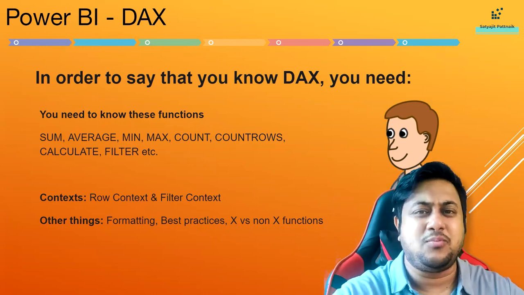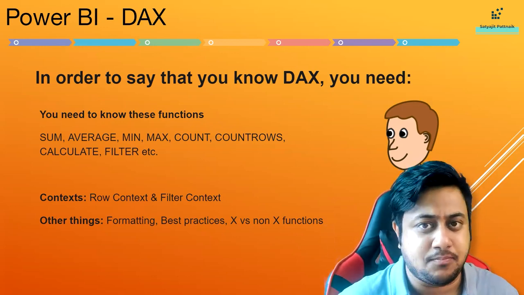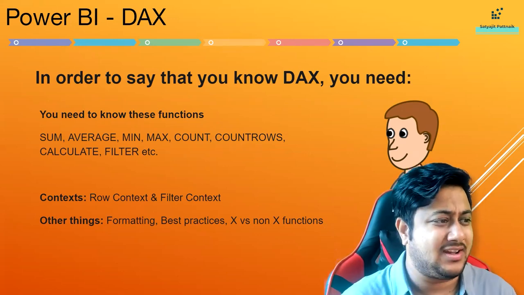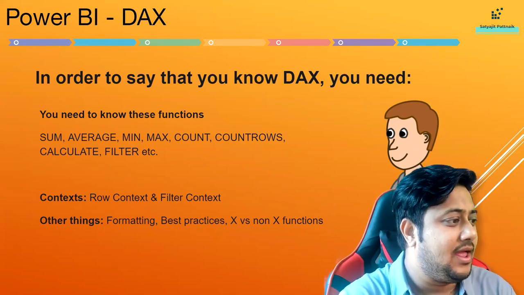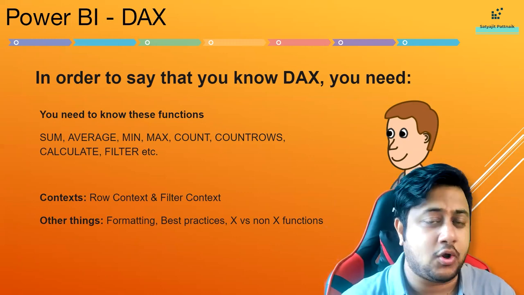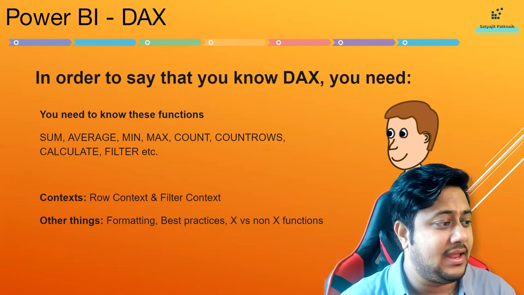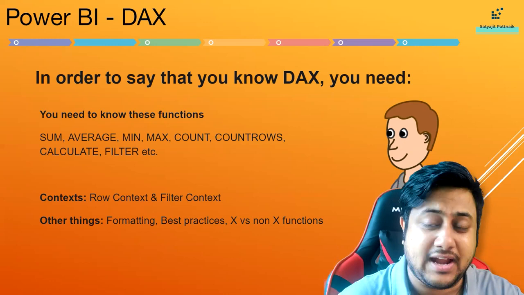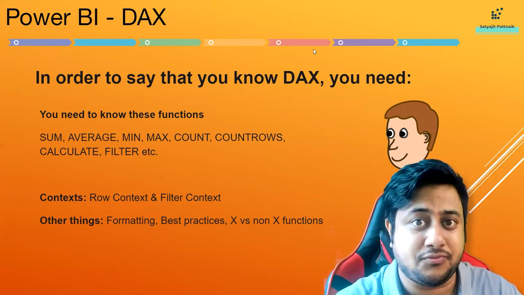Of course, there are more than 200 DAX functions, so knowing each one of them is not important. It's not feasible and it's not required as well. If you know at least 40 to 50 DAX functions, that should be more than enough. Apart from that, we should also learn about contexts, which is row context and filter context. We shall be learning about all these things. And then, of course, we'll be learning about the basic formatting options, best practices in Power BI, what are X versus non-X functions in the next couple of videos.